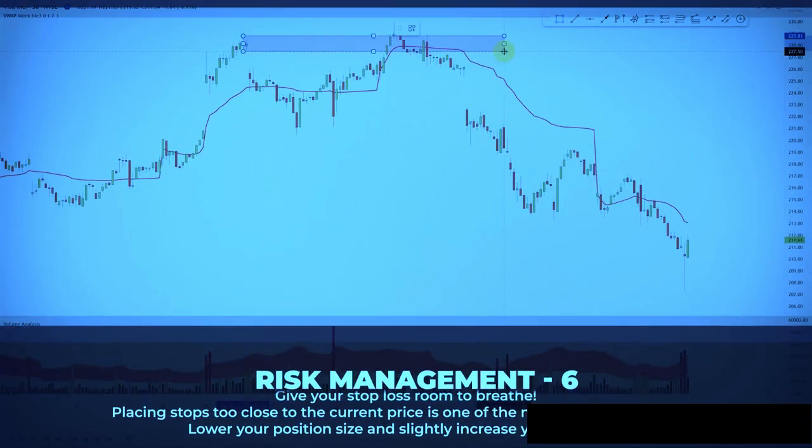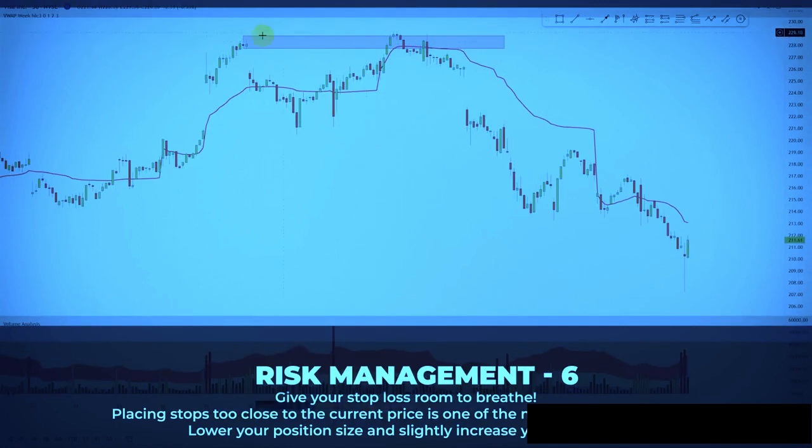Another tip is to give your stop loss room to breathe. Most day traders misunderstand what a stop loss really is. At its core, it's the price where your trade idea is no longer valid. But placing stops too close to the current price is one of the most common mistakes day traders make. How many times have you been right about the market's direction? Your trade signal was right, but you still lost money somehow. This keeps happening to you because your stop loss is too small.